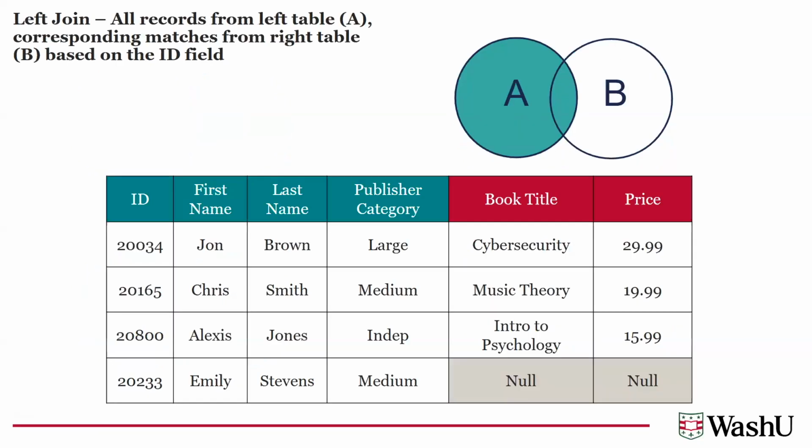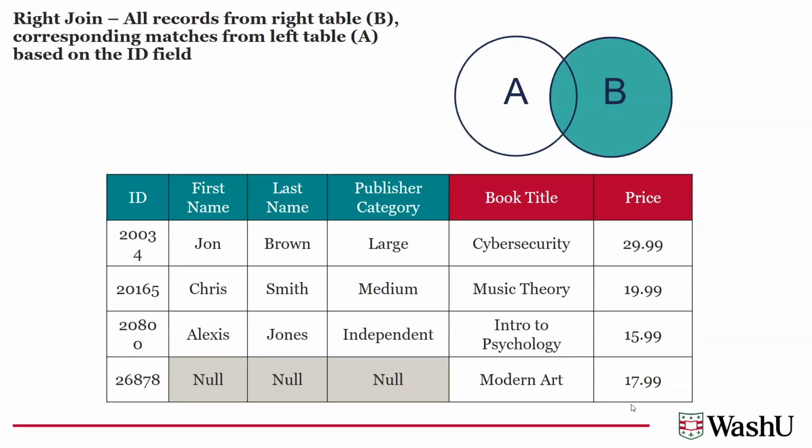And here's what these might look like. So first of all, from our left join, all the records from table A and only the records from table B that match based on the ID field. We can see that the first three records matched, but then this particular author did not have a record in the book title table. So we are seeing null values there.